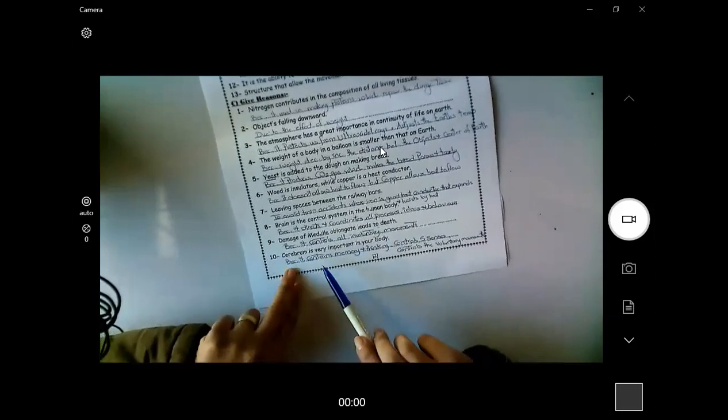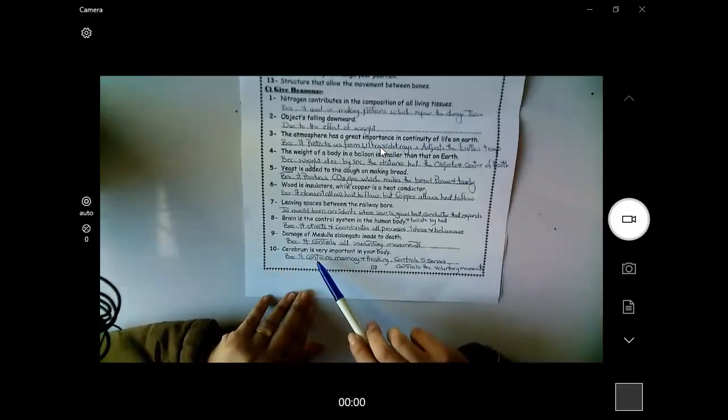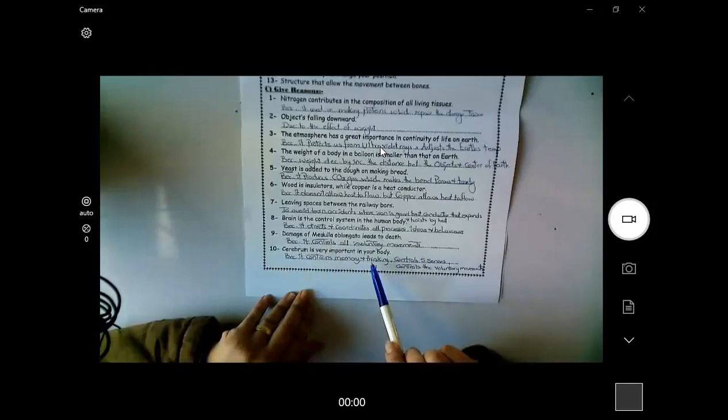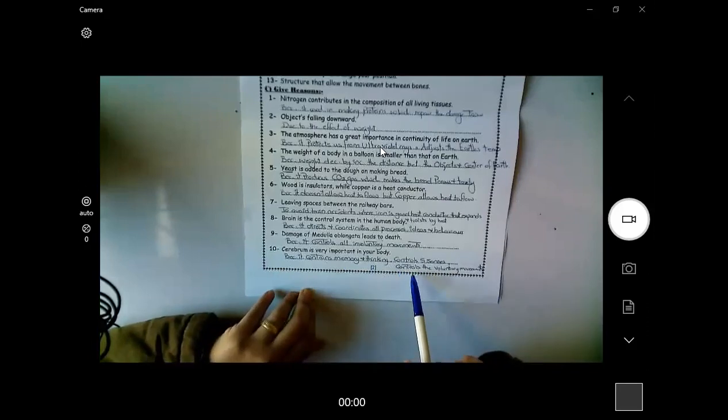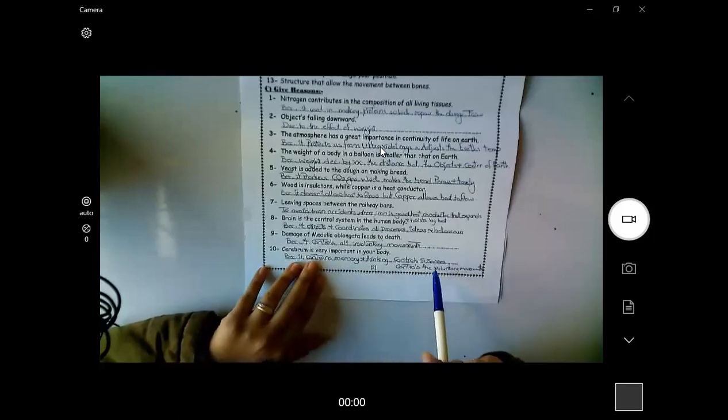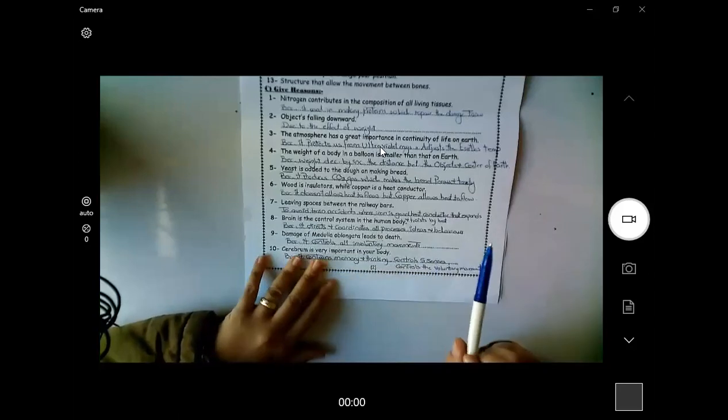Question number 10. Cerebellum is very important in your body because it contains memory and thinking. بيعمل ايه كمان؟ Controls 5 senses. طب ايه كمان بيعمله السيربرم؟ Controls the voluntary movement. Okay.